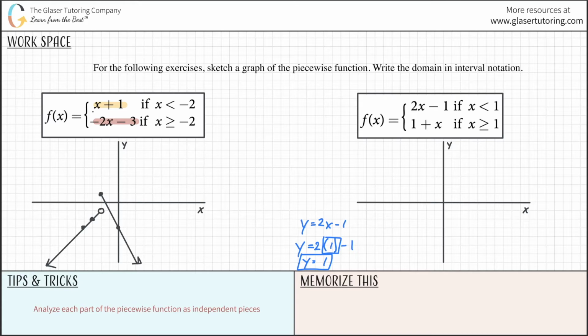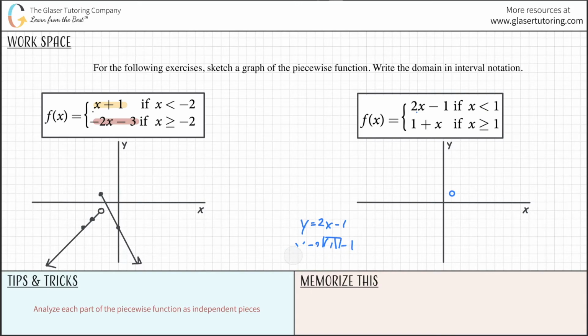Okay, now don't dot it in. Leave it as an open circle. Why? Because remember, for this first mathematical equation, it cannot equal 1. It has to be less than 1. So you use the value of 1 just to find your anchor point, essentially, but you keep the circle open.